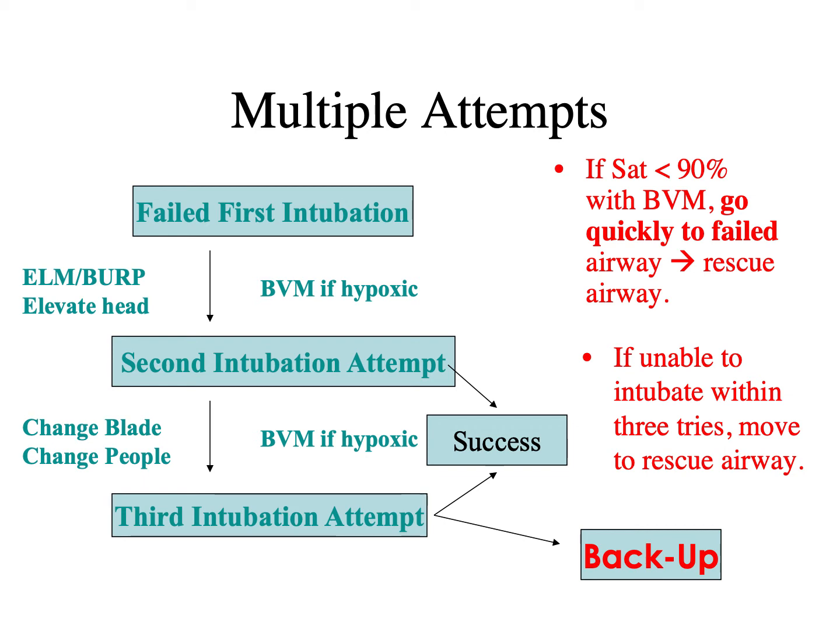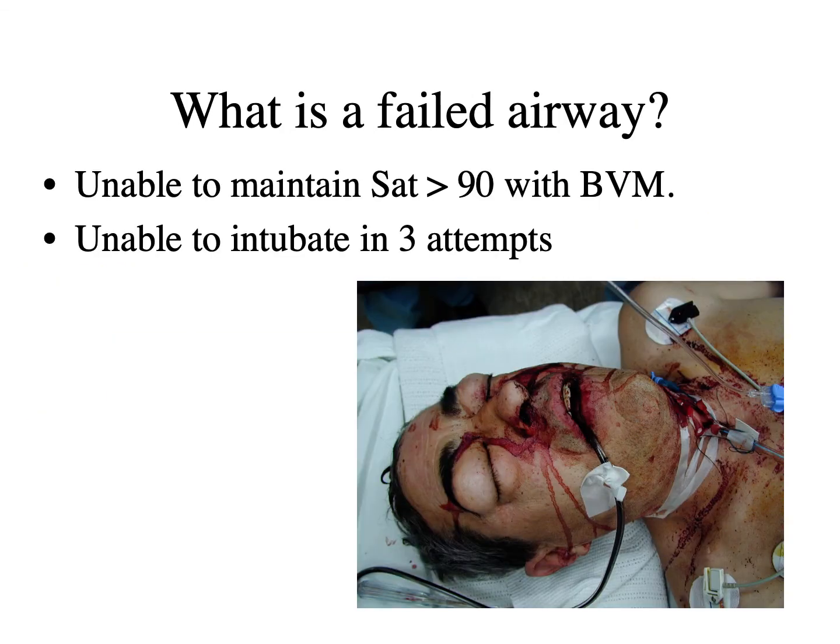Period. Whether it be a King, whether it be an LMA, whether it be cracking. If the saturation drops below 90% with the BVM, we need to go to the failed airway. We are not going to attempt another intubation. We're going to go straight to the failed airway algorithm, and we're going to use our backup airway. So again, the failed airway: not able to maintain 90% or greater on the BVM, and unable to intubate after 3 attempts.